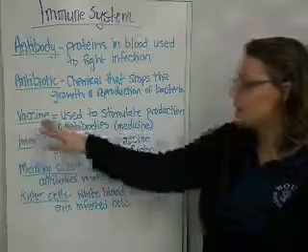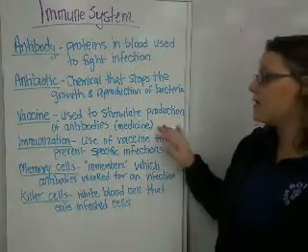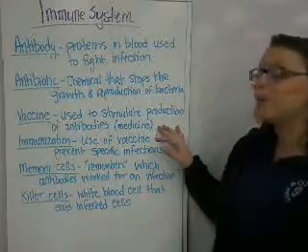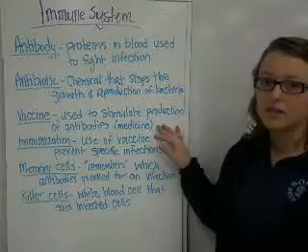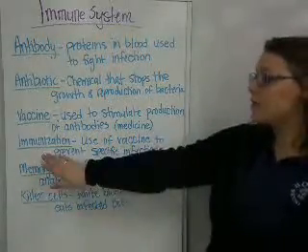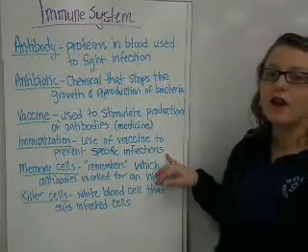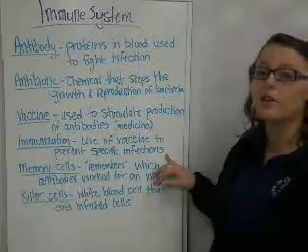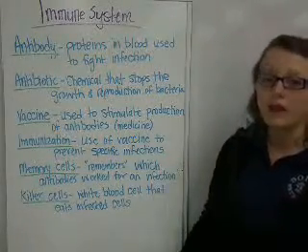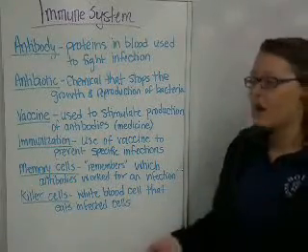A vaccine is what's used to stimulate the production of antibodies, and that's a medicine. It's usually a shot that you can get that will help your body produce the right antibodies to fight that particular infection. Immunization is the use of a vaccine to prevent those specific infections. So the vaccine would be tailored specifically for that strain of a virus or that bacteria.